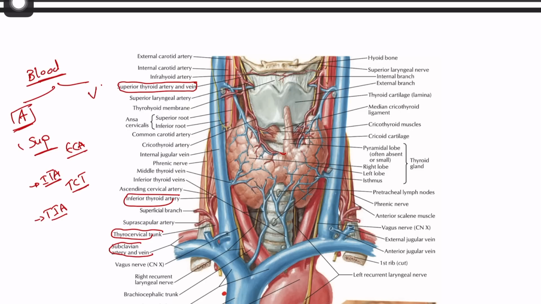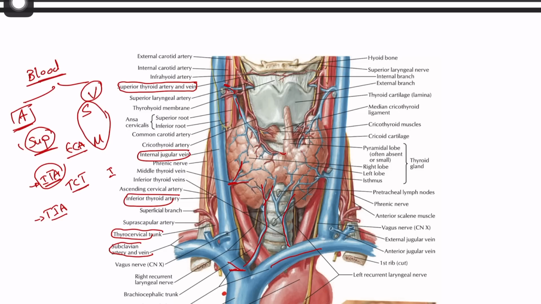In terms of venous drainage, on the other side we will have superior and inferior, but there is also a middle thyroid vein. The superior and middle will go into the internal jugular vein. As you can see here, this is the internal jugular vein. You have this small one right there, which is the superior thyroid vein. This is the middle thyroid vein, and the inferior thyroid vein is going all the way down to the brachiocephalic vein on both sides. So you have superior, middle, and inferior thyroid veins.